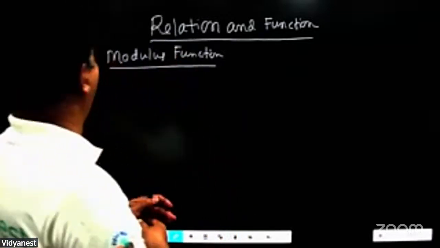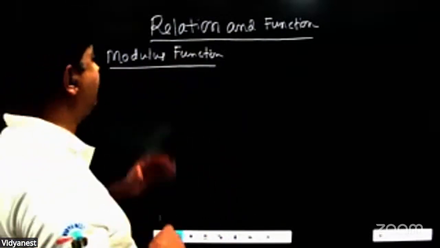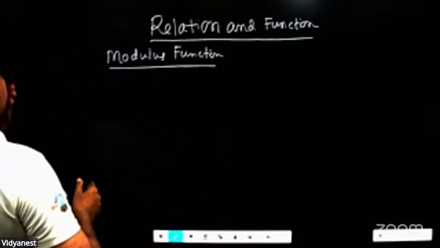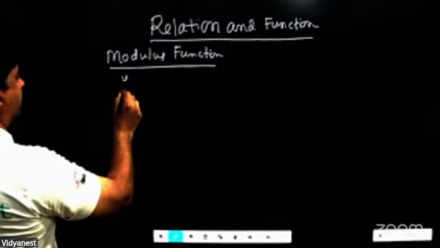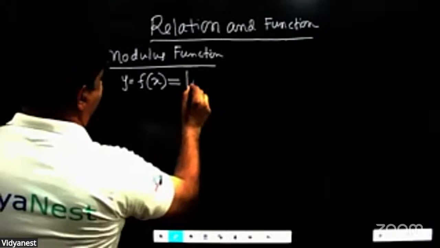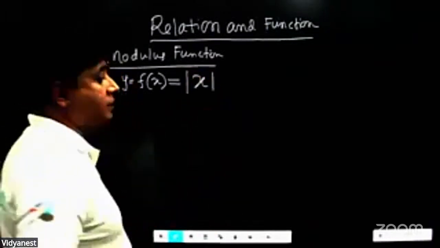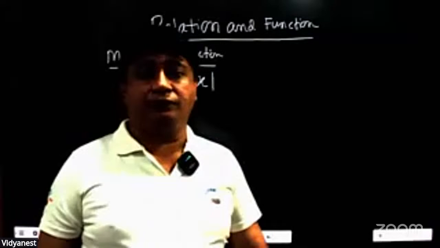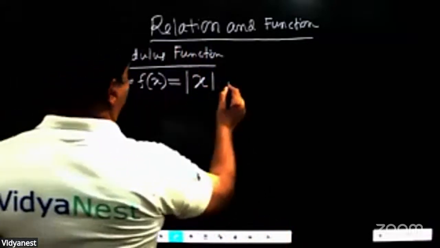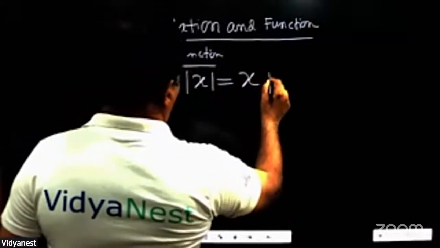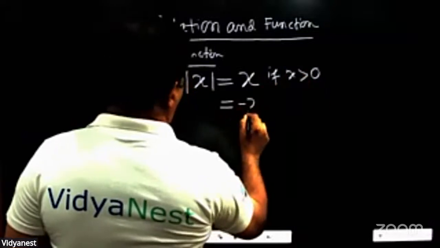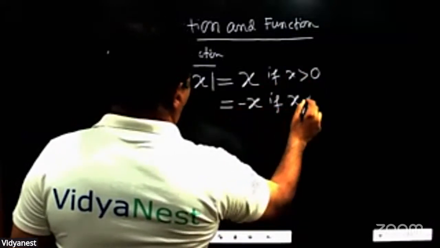Okay, what is modulus function? In junior class you got the flavor of it. See, y is equal to f(x), denoted by mod x. It is called the absolute value of x. What is the definition? It will be x if x is greater than 0. It will be minus x if x is less than 0.